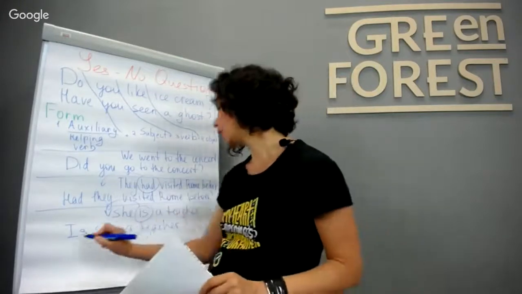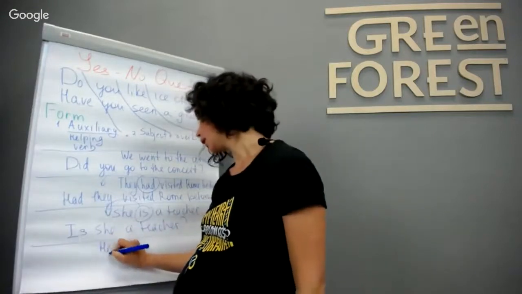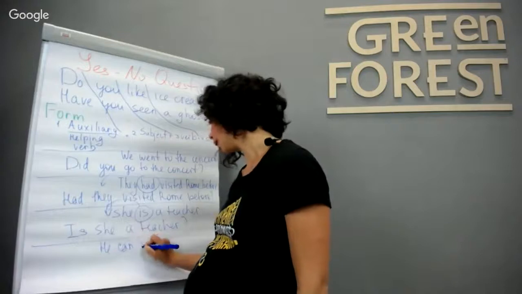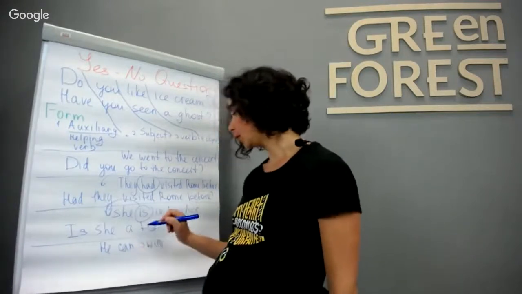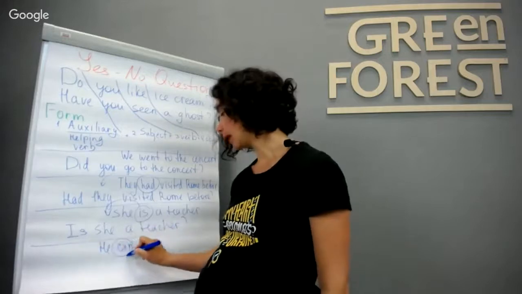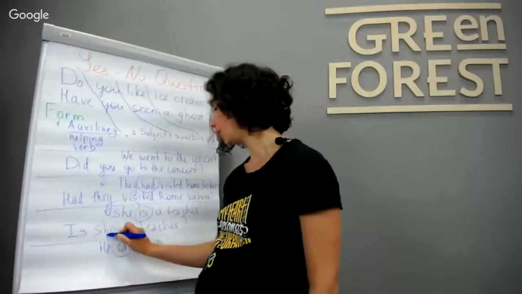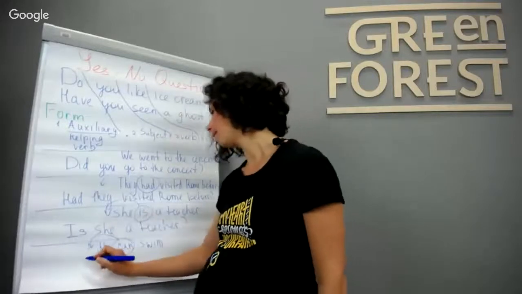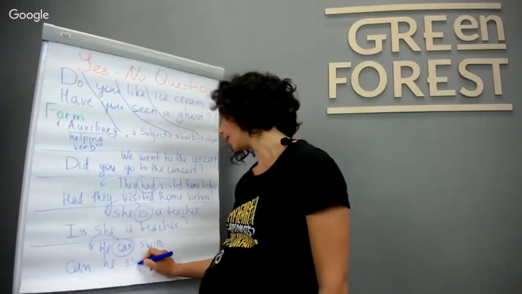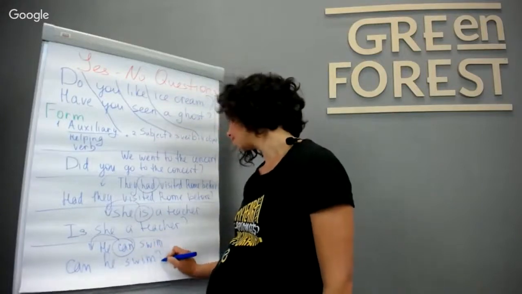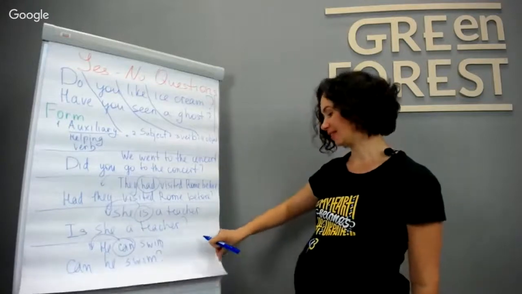Maybe one more with modal verbs so that you can understand it better. Let's look at: he can swim. We need to create a question. The modal verb can is used as an auxiliary verb in questions. So we put it at the beginning. And the question will be: can he swim? This is how it is created.